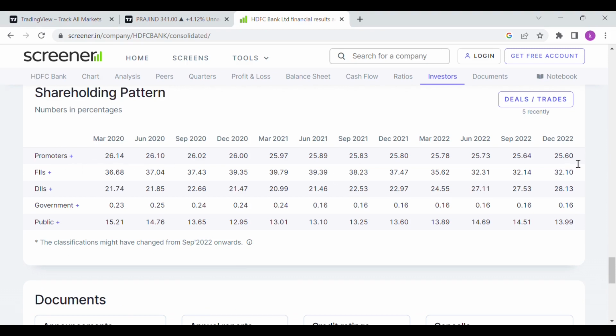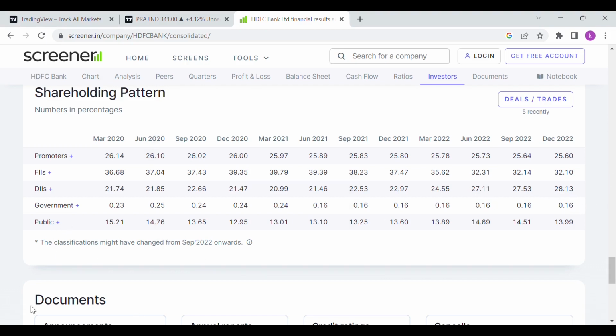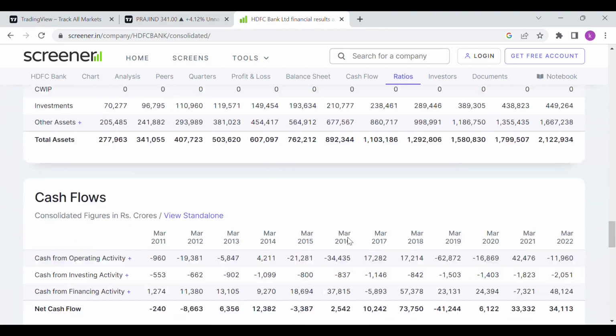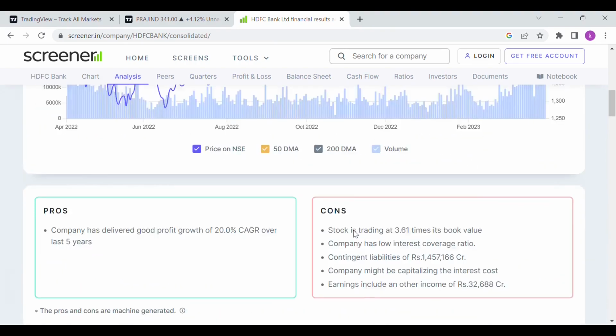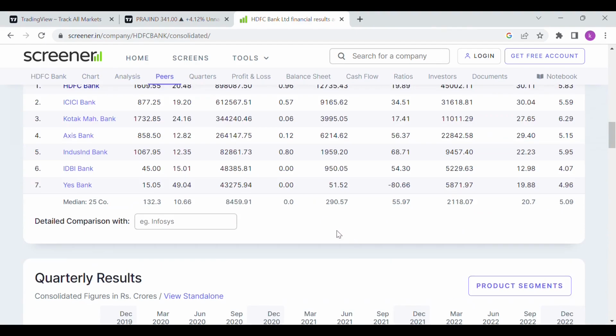Then shareholding patterns. See, promoters, meaning the company that established HDFC, hold 25%. Then FIIs, foreign institutional investors, foreign companies, hold 32%. Then domestic institutional investors like mutual funds, banks, and high net worth individuals own 28% of the share value. Government owns 0.16. Public, meaning us retailers, 13.99. This is the shareholding pattern.